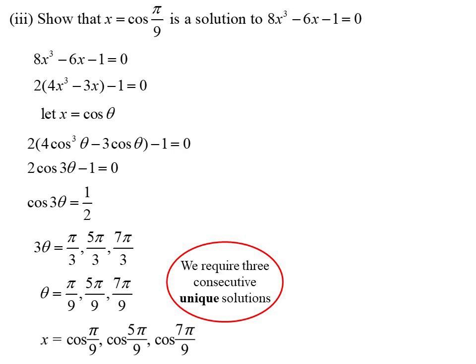The original question was, what is x? We defined x to be cos theta, so we know x is cos pi on 9, cos 5 pi on 9, and cos 7 pi on 9. They're the 3 solutions to this equation. Well, yes, I've done what they want, and I've done a little bit more, but yeah, x equals cos pi on 9 is a solution to this equation.